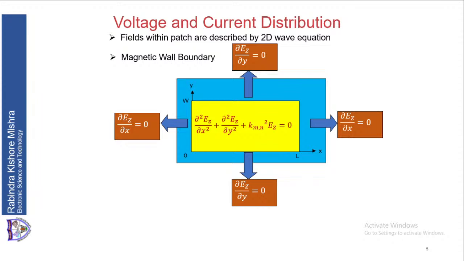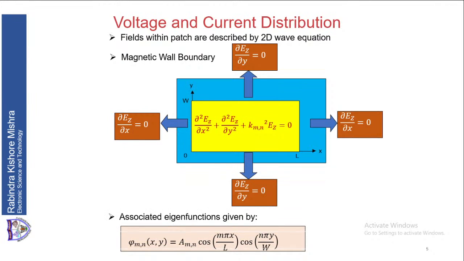The fields within the patch are described by a 2D wave equation or Helmholtz equation, and on the boundary, the magnetic boundary wall condition is satisfied. Now, if I solve this, the solution will be associated with an eigenfunction, given by phi mn. Eigenfunctions will be discrete in nature for the solution of this.